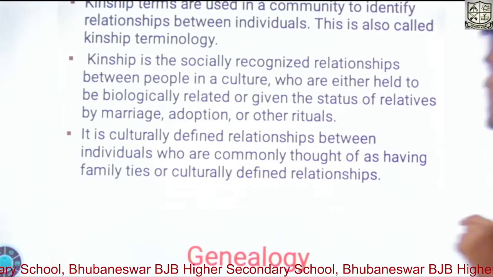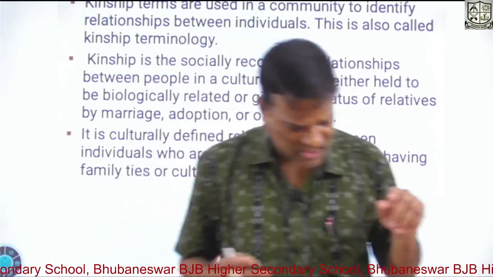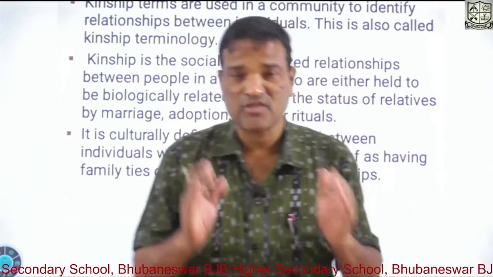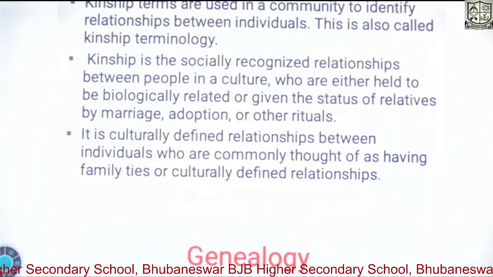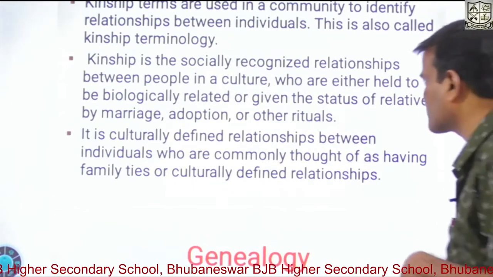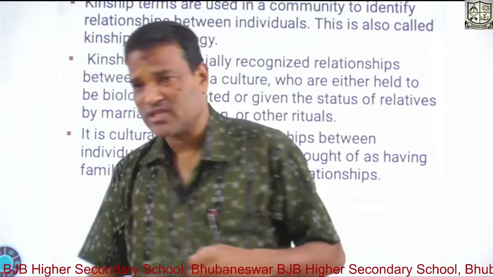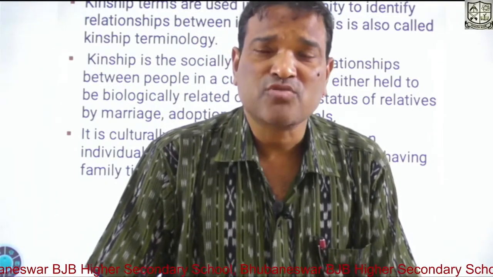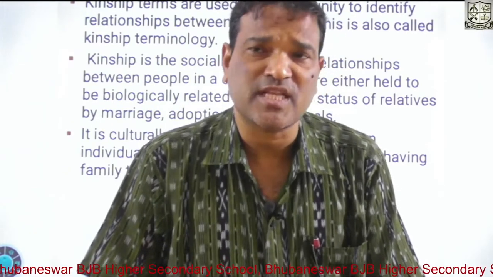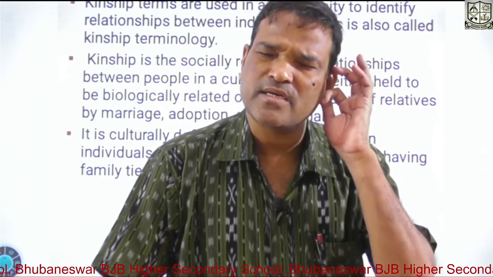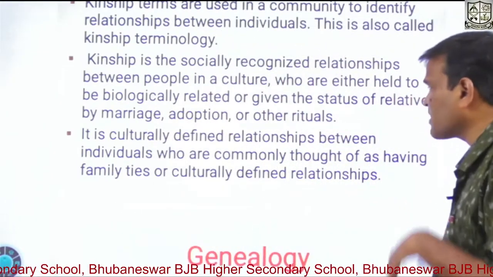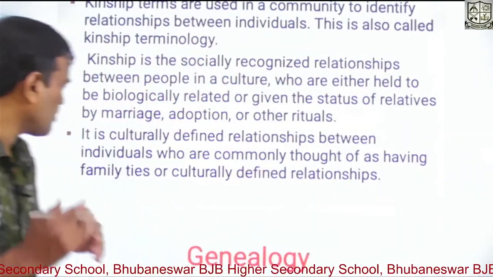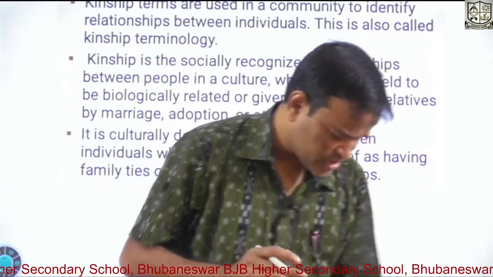So kinship is the socially recognized relationship between people. The relationship is socially accepted, culturally recognized, between people in a culture who are either held to be biologically related or given the status of relatives by marriage, adoption, or other means. Any type of social form, relationship established, that may be socially adopted, that may be the product of marriage, that may be the family relation. All the people are bound together by various kinds of bonds, and that is called kinship. So it is a culturally defined relationship between individuals who are commonly thought of as having familial ties.